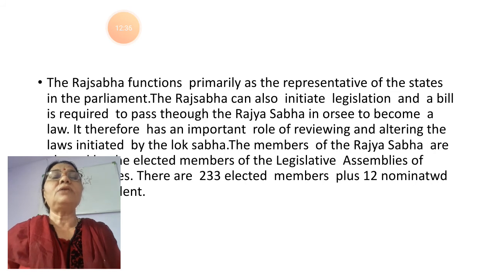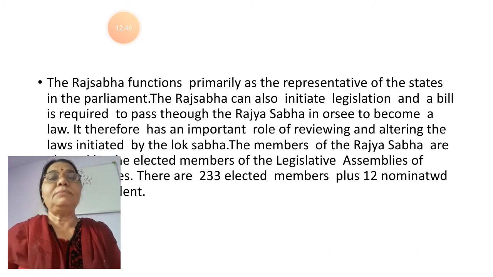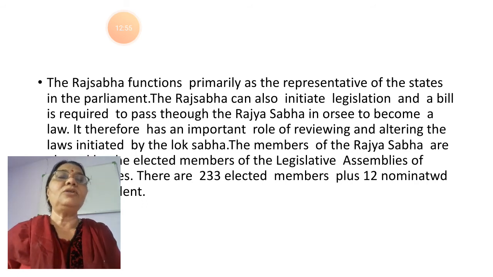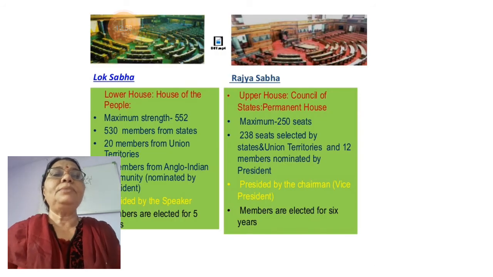Got it? Means after seeing that the parliament consists of the two sabhas, that is Rajya Sabha and the Lok Sabha. Lok Sabha 543 and the 2 nominated members are there, and here in Rajya Sabha 233 elected members plus 12 nominated. Now see, here the Lok Sabha and the Rajya Sabha. Lok Sabha is called the lower house, house of the people.